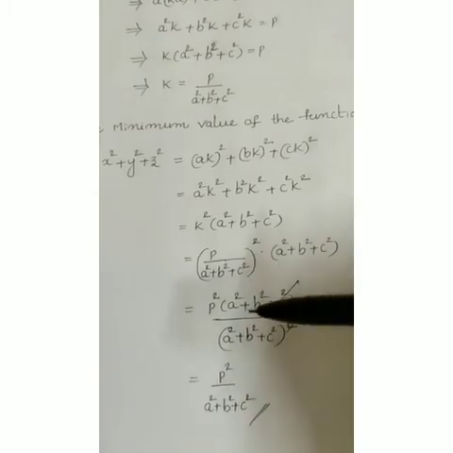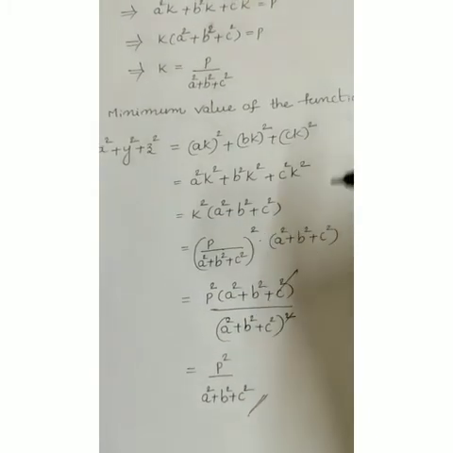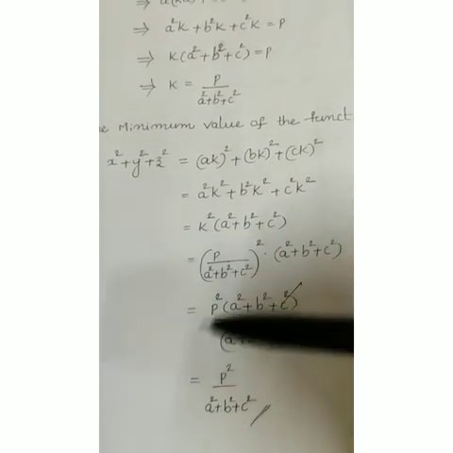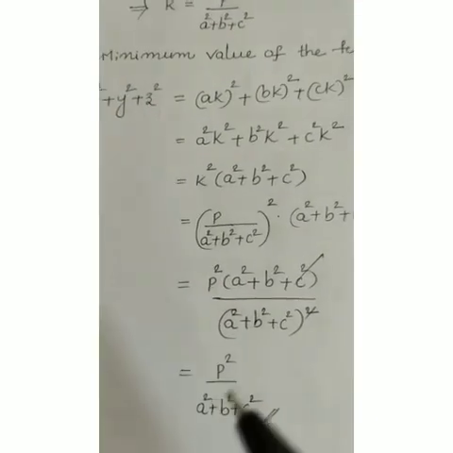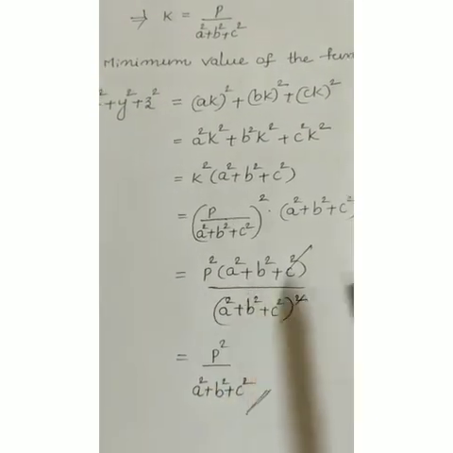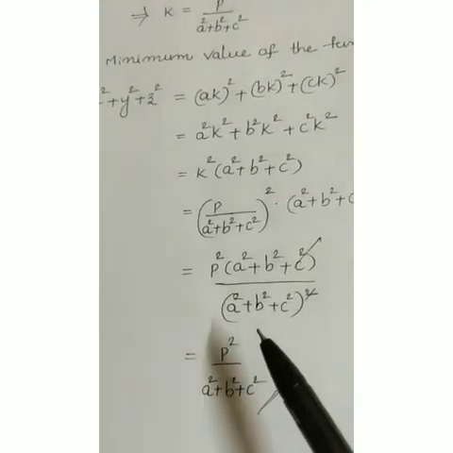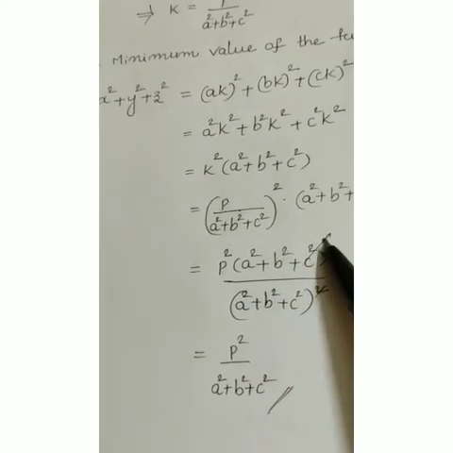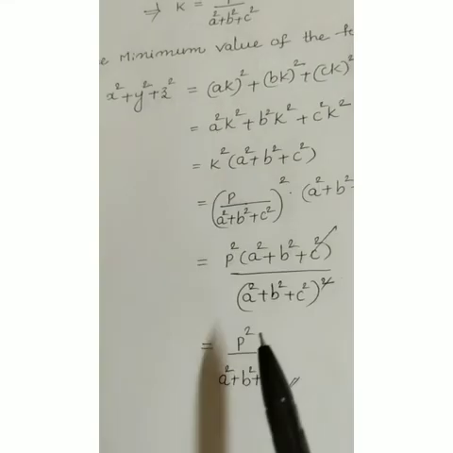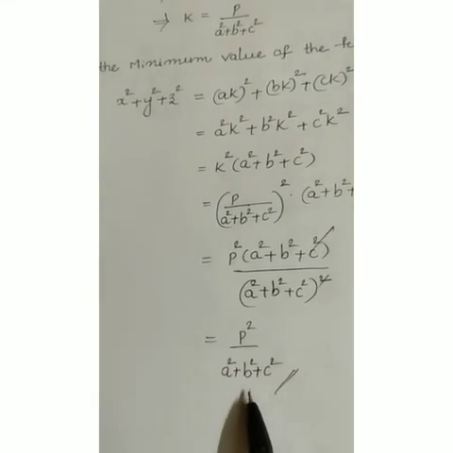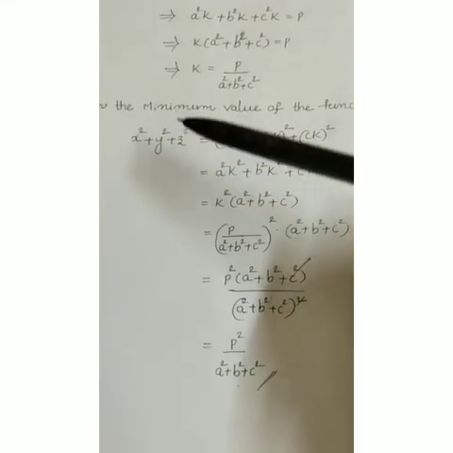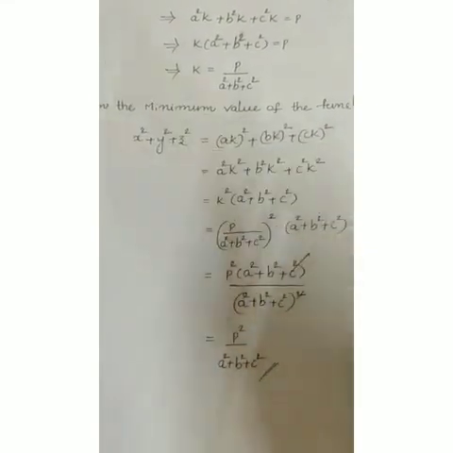And we know the k value is p by a square plus b square plus c square. That is p by (a square plus b square plus c square) whole square into (a square plus b square plus c square), that is p square into (a square plus b square plus c square) by (a square plus b square plus c square) whole square. Here a square plus b square plus c square and a square plus b square plus c square get cancelled. So remaining p square by a square plus b square plus c square. So this is the minimum value of the given function x square plus y square plus z square.